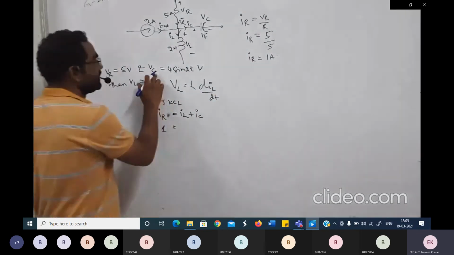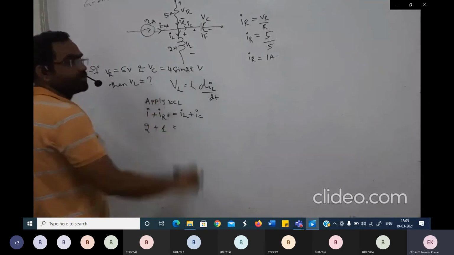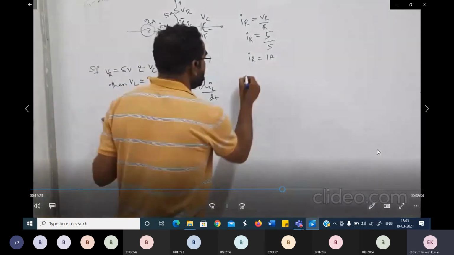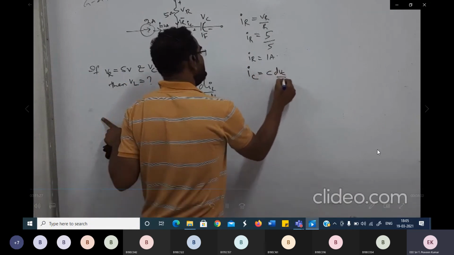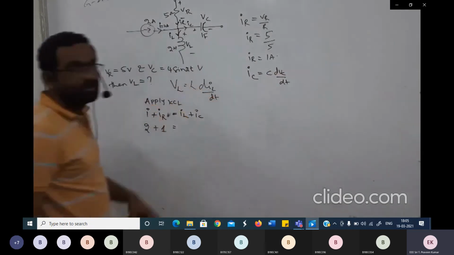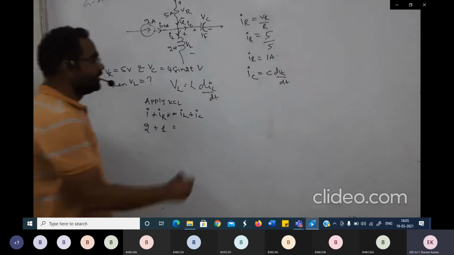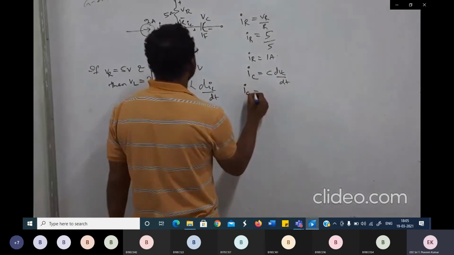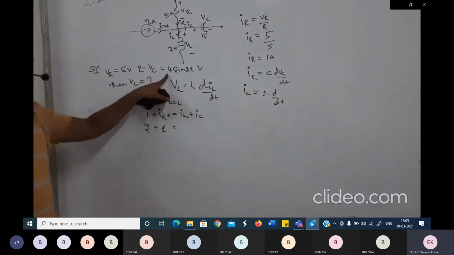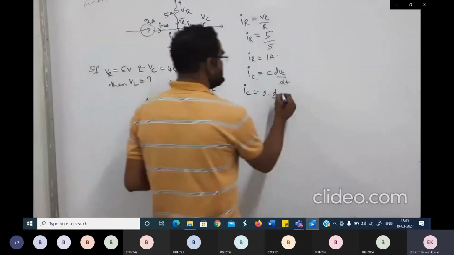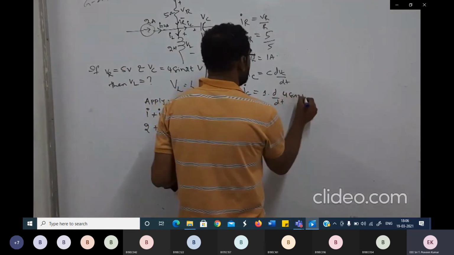Now what is the formula given? The voltage across the capacitor is given as 4 sin 2t. I think you all remember the current flowing through a capacitor is nothing but C dVc by dt. Now the C value is 1, so d by dt of the voltage across the capacitor, which is 4 sin 2t, is 4 into sin 2t.